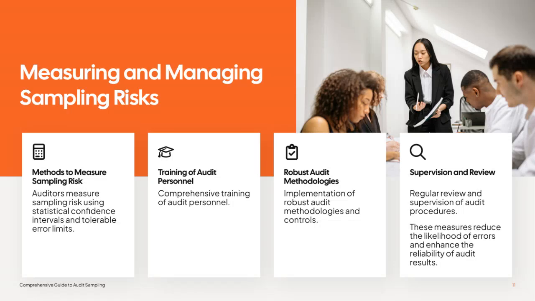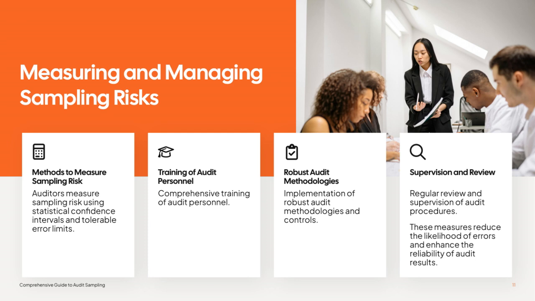When it comes to measuring and managing sampling risks, auditors rely on several key strategies. First, they use statistical tools like confidence intervals and tolerable error limits to quantify the risk involved in sampling. This helps in understanding how much uncertainty is acceptable in their audit conclusions. Second, comprehensive training of audit personnel is essential. Well-trained auditors are better equipped to recognize and address potential risks.